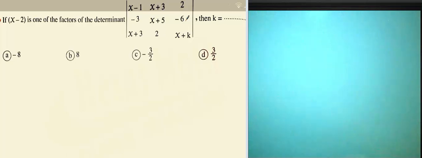Today we'll complete our questions about algebra from the book. Look at with me about this question. If x minus 2 is one of the factors of the determinant, x minus 1, negative 3, x plus 3, x plus 3, x plus 5, 2, 2, negative 6, x plus k, then k equals.